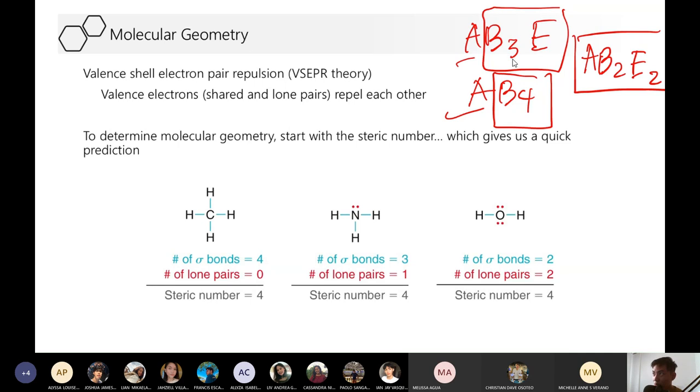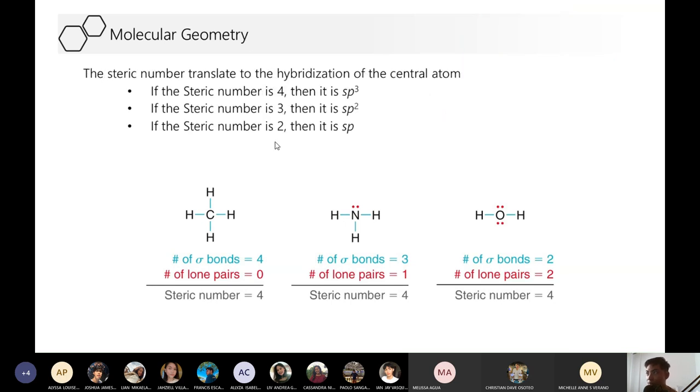So pwedeng may tatlong bonds with atoms ka, isang lone pair, pwedeng dalawang bonds with atom, dalawang lone pair, o kaya lahat bonded to the atoms, no? So ito lang din yung ginagawa natin last time sa chapter 3, no? Okay? So if the steric number of your atom is 4, ibig sabihin there are 4 groups around it. Yung groups na yon, it could be atoms or lone pairs. Then the hybridization of your atom is sp3. If the steric number is 3, then the hybridization is sp2. If the steric number is 2, then it is sp hybridized, no?